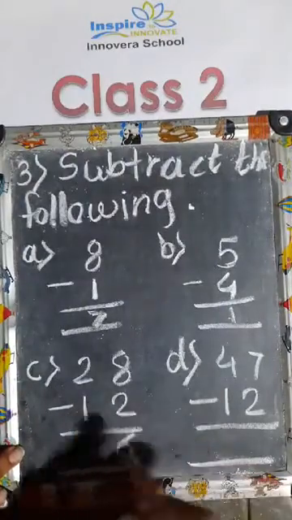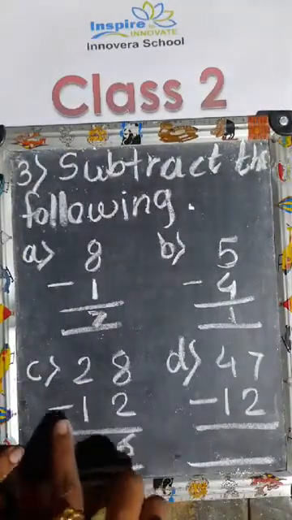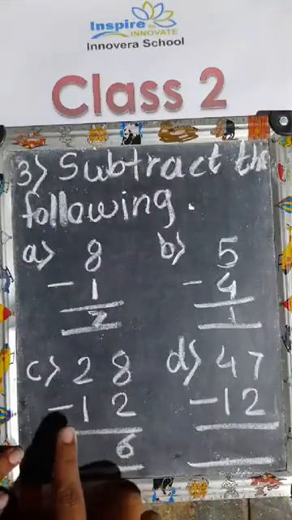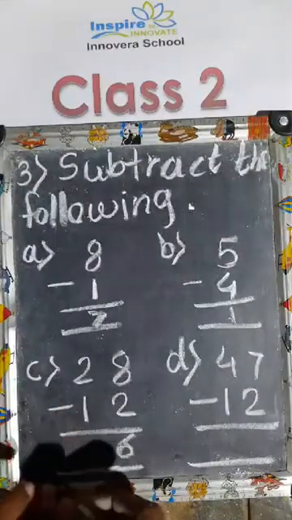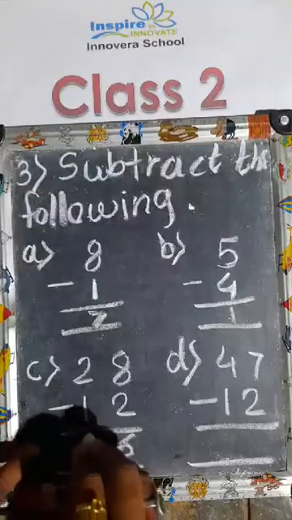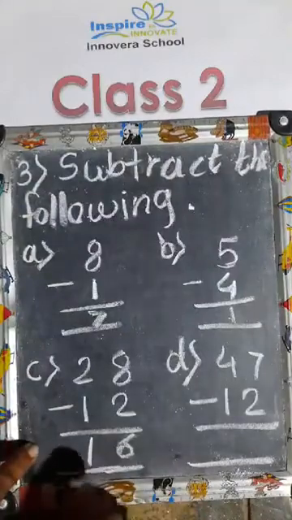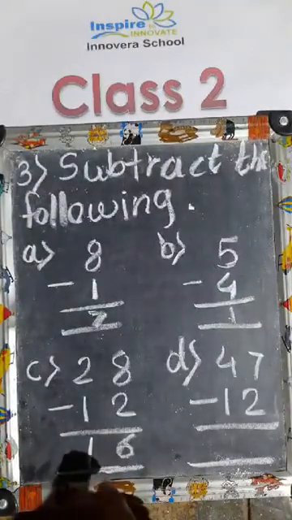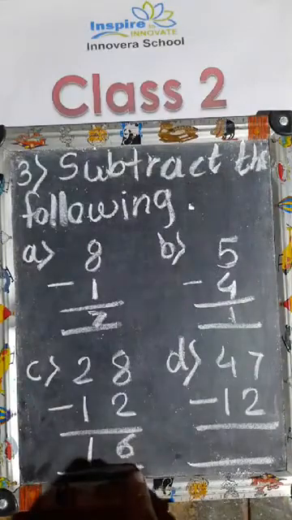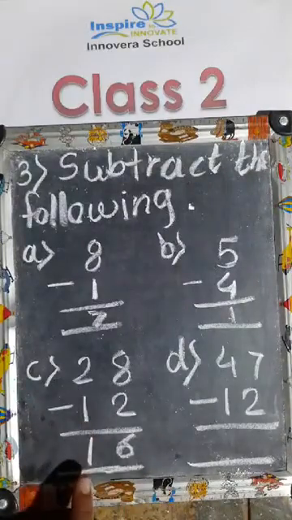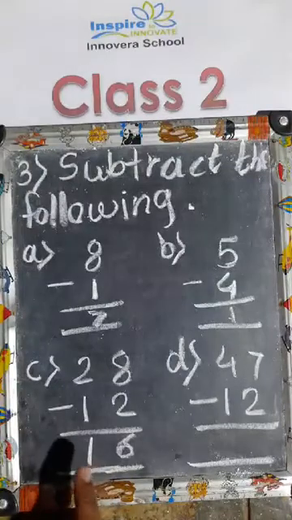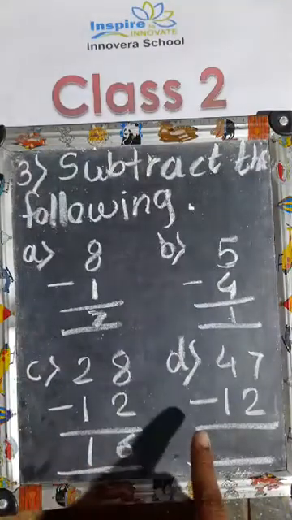Now, 2 minus 1. This is an easy one. 2 minus 1 is equal to 1. So what is our answer now over here? 16. We have got 16: 6 in the ones column, 1 in the tens column. Now we will go to the next number.